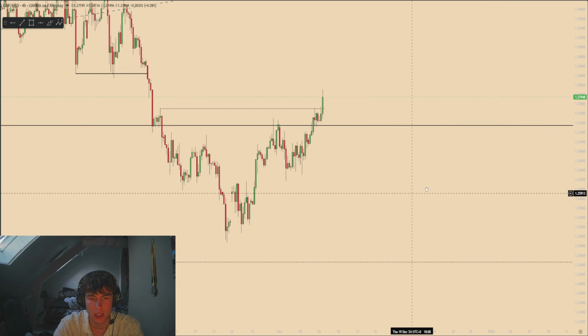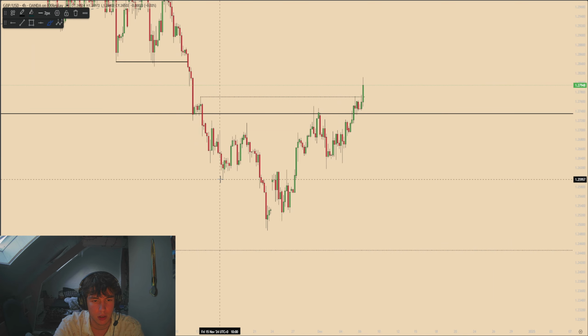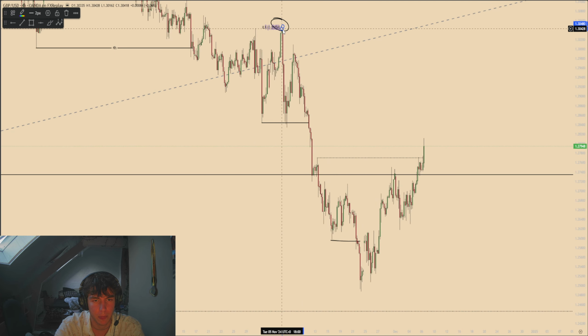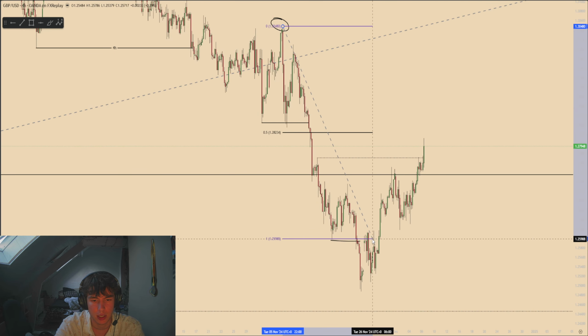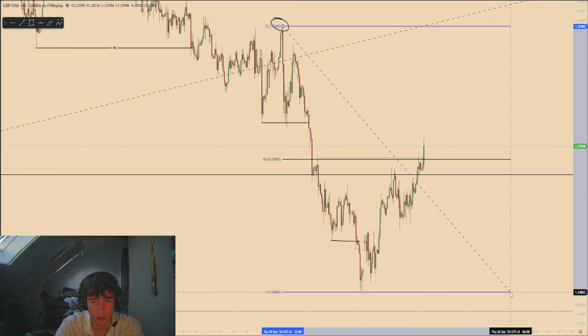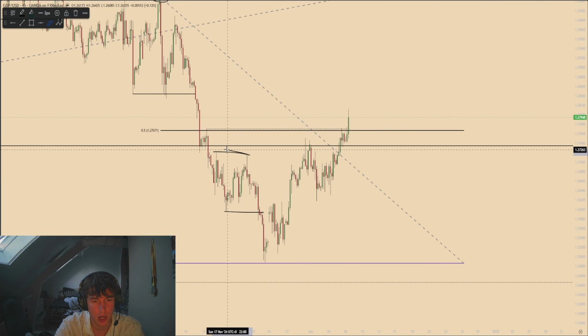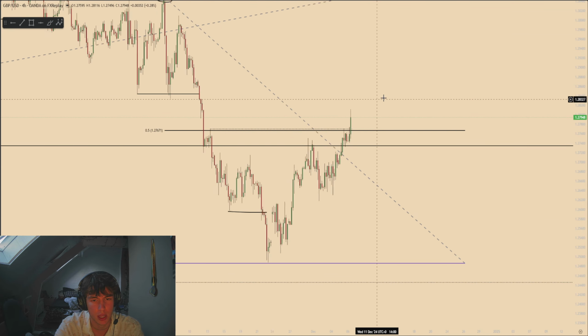Why is this not a valid change of character? Because this high over here did not sweep liquidity above the 0.5 fib. We're going to look at this, right? Until here, no 0.5 fib. Above here, no 0.5 fib. So these are just equal highs. This high up here, a little bit of trendline liquidity.